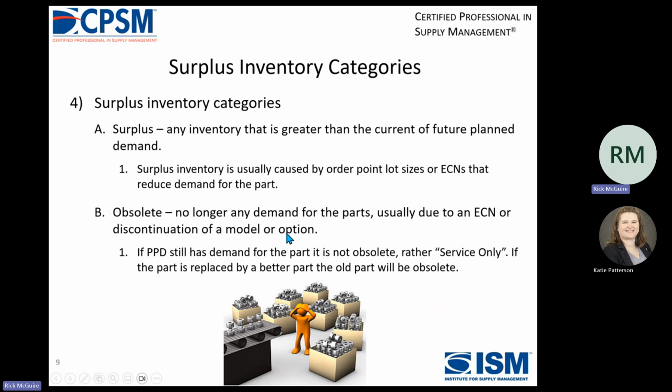So the part is either only going to be used by PACCAR parts in the aftermarket, or it's obsolete and there's no longer any demand for the part. And that's just due to an ECN, or engineering change notice. PPD, which is PACCAR Parts, still has demand for the part. It's not obsolete in PACCAR, it's service only. If the part is replaced by a better part, the older part will be obsolete at PACCAR.